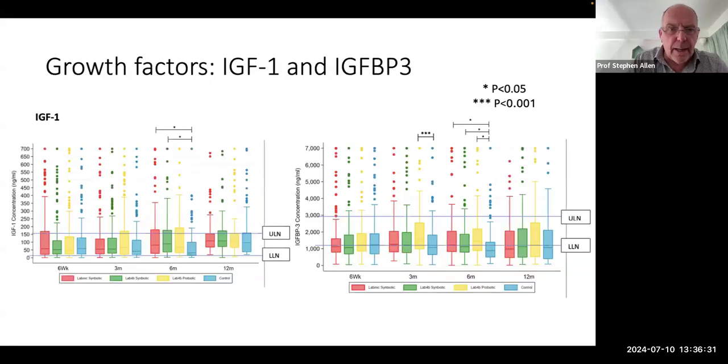Okay, so we also looked at growth factors, insulin-like growth factor 1 and its binding protein 3. And as opposed to our other biomarkers, the higher the value of these growth factors, the better. And we can see here that IGF-1 was significantly better in at least 2 of the intervention arms than controls at 6 months, and IGFBP-3 at 3 and 6 months. So through improved gut health and possibly reduced systemic inflammation, levels of growth factors were higher in our intervention arms, at least at those time points.